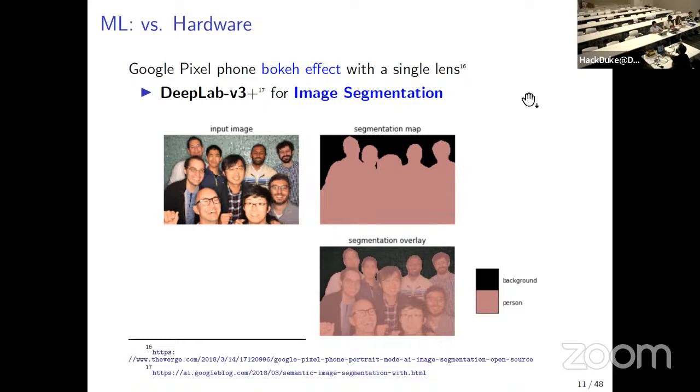And the point was mainly to provide that bokeh effect, right? You take the photo and you see the people or the objects you want to take the photo of, and you blur the background. They basically do image segmentation, and they were doing better than phones with multiple lenses.